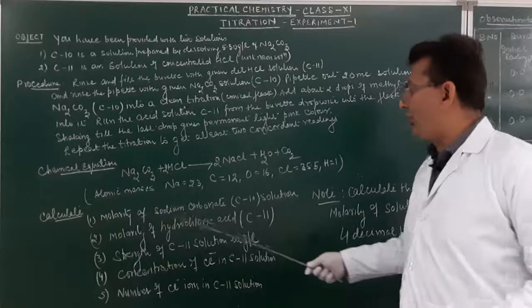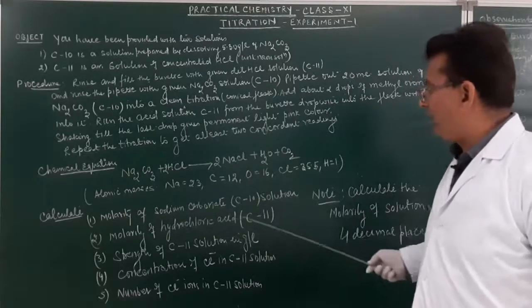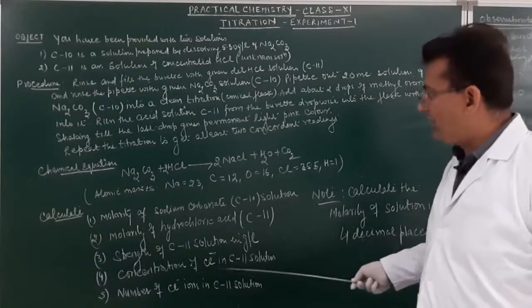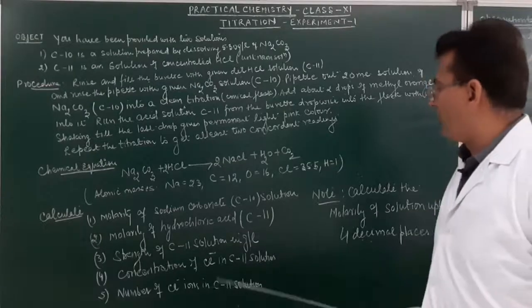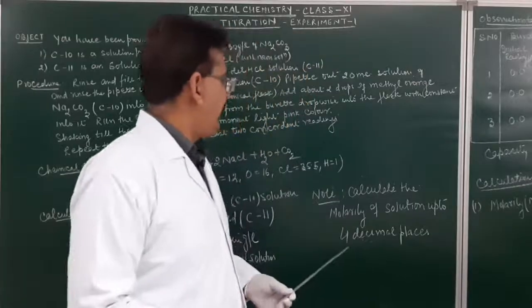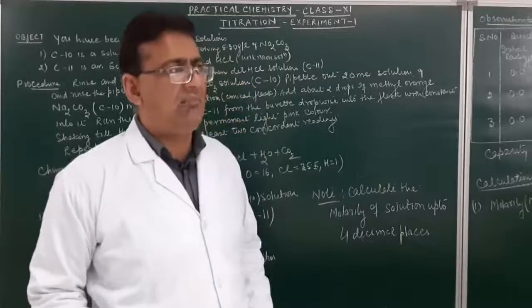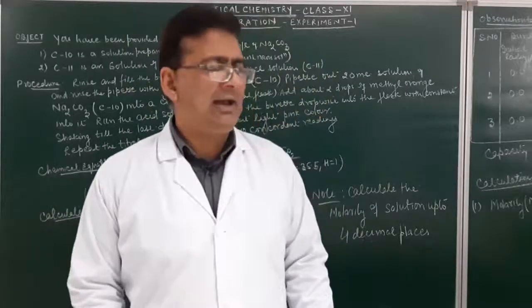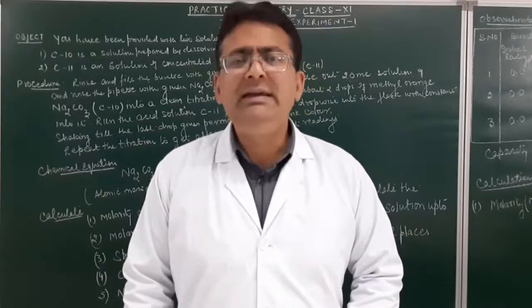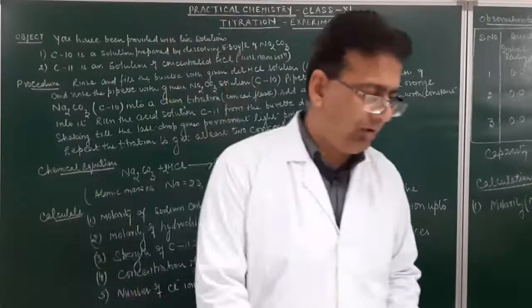I repeat the calculations. Calculate the molarity of sodium carbonate solution C10, molarity of hydrochloric acid C11, strength of C11 solution in gram per liter, concentration of chloride ion, and the number of moles of chloride ion in the C11 solution. Note, students, any calculation of molarity should be made up to 4 decimal places. Any calculation which is not made up to 4 decimal places will not yield you the marks, because as per the board instruction, the calculations are to be made up to 4 decimal places.